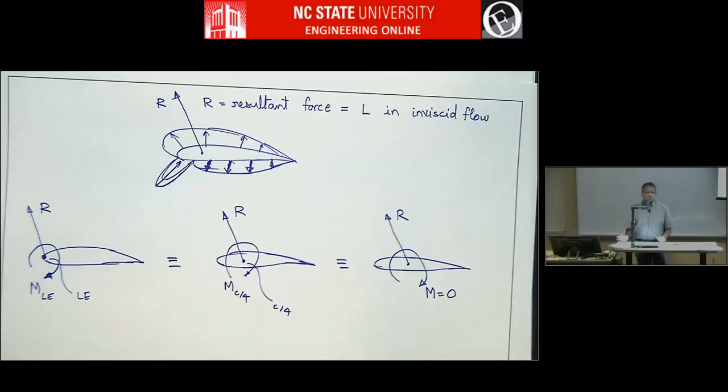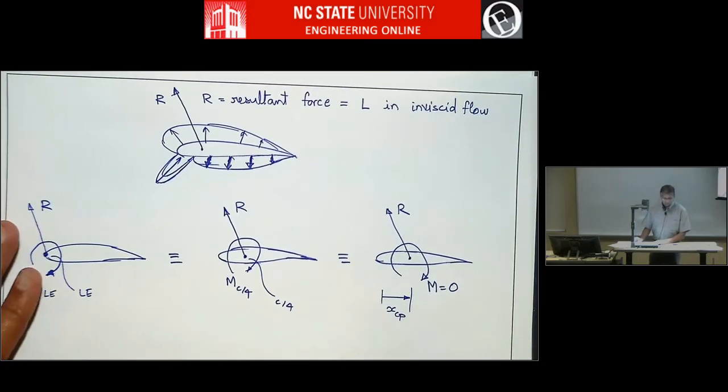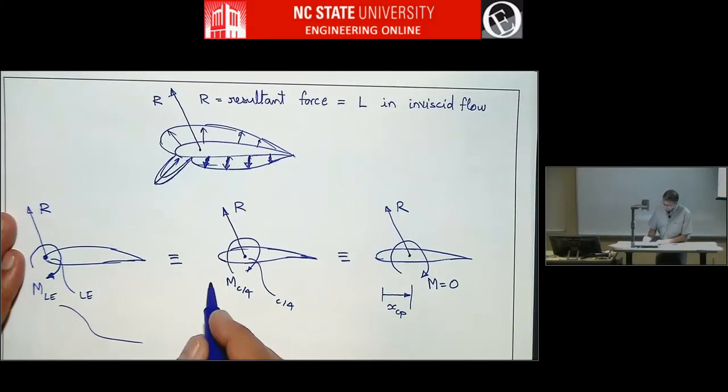This is some arbitrary location on the airfoil. I'm not saying it's at some specified location. So this distance is called XCP. So the moments here are positive as shown.